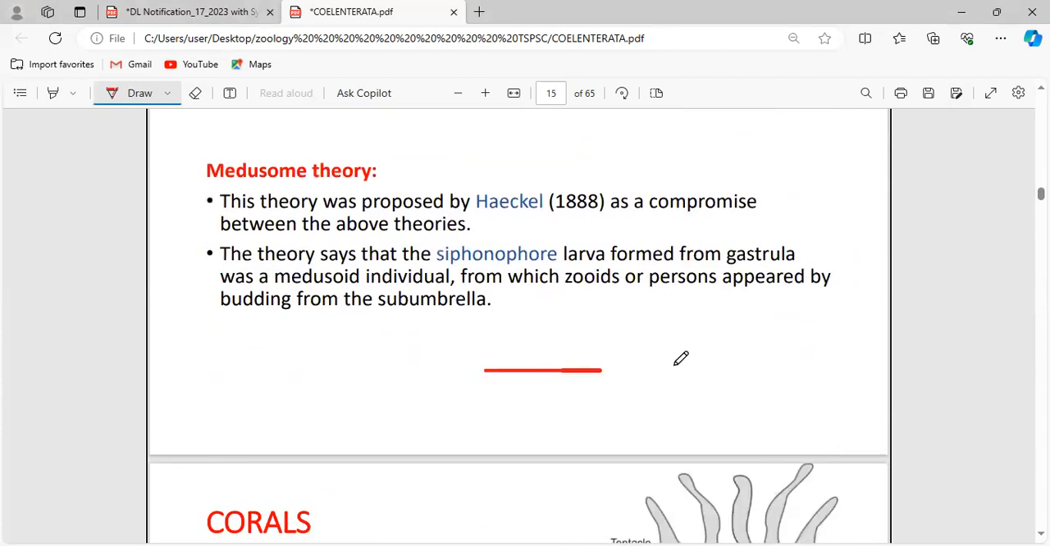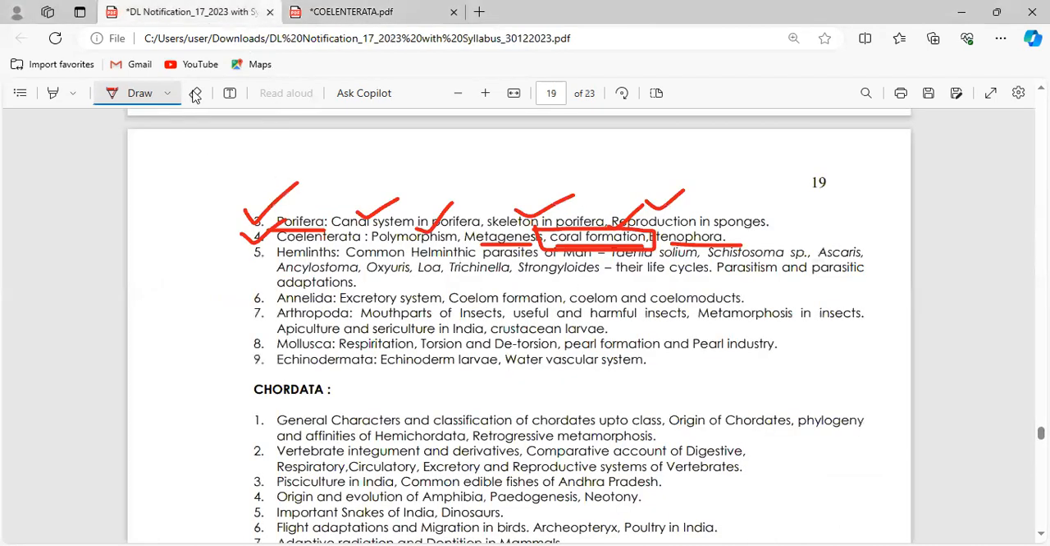Okay, that's all we have completed today: general characteristics, classification and the polymorphism. The leftover part is alternation of generation, coral formation and ctenophora. And we also studied the difference between the ctenophora, Cnidaria and the Coelenterata. The phylum Cnidaria and the ctenophora together we can call Coelenterata. And you have to remember the difference between the Cnidaria and the ctenophora. This is very important because it is mentioned in your syllabus.